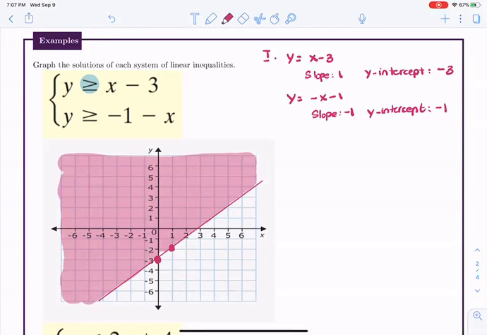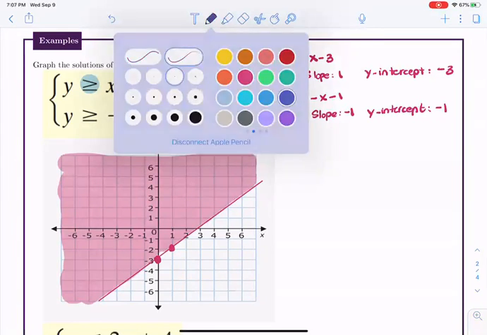And that is for the first inequality. The second inequality corresponds to the equation y equals minus x minus 1. The slope is -1 and the y-intercept is -1. So I'm going to use a different color. Blue might work.